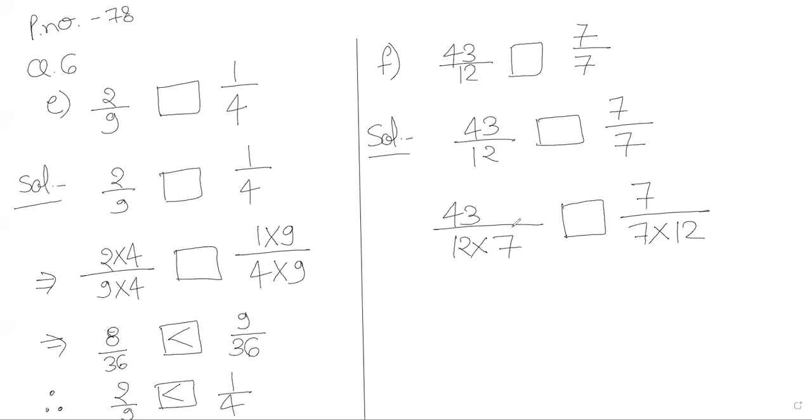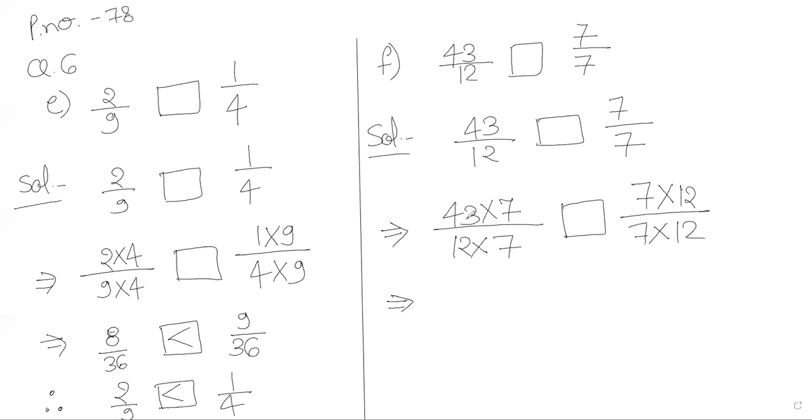Now look at the left side of the box. Here in denominator you multiplied by 7. So the same operation needs to be performed with numerator. Okay. And at the right side of the box, look at the denominator. You multiplied denominator by 12. So the same operation needs to be performed in the numerator. So multiply 12 in numerator also.